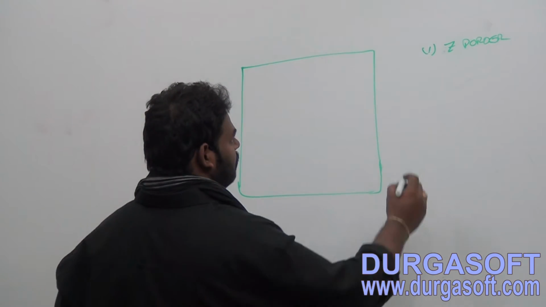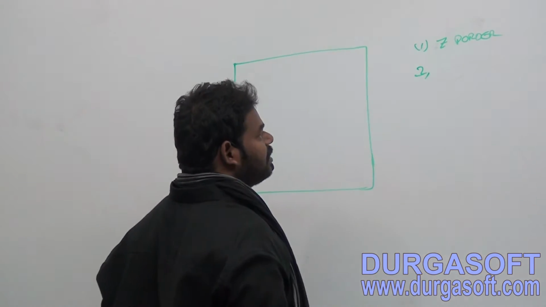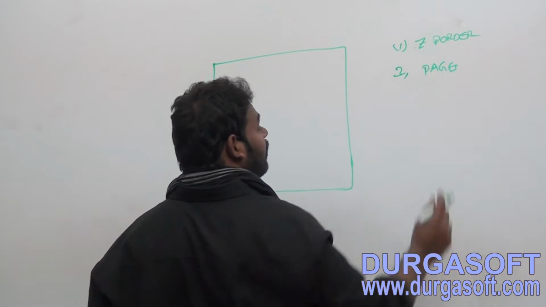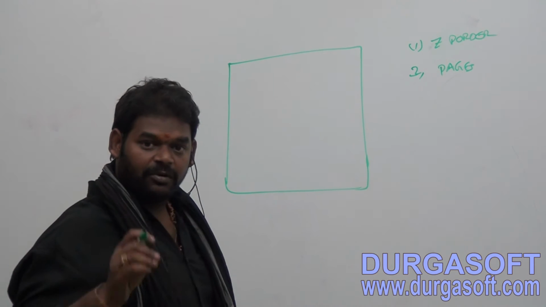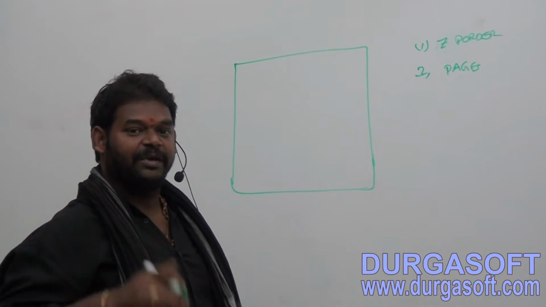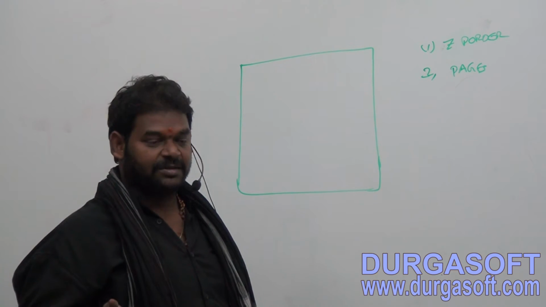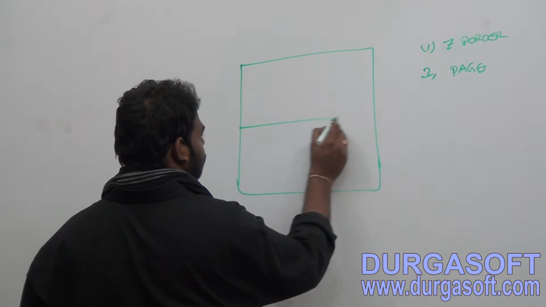In the form, the second step is that we need to create the pages. Why? Because under the form we can have multiple pages. That means in one output I can have multiple pages. Here, I have taken 2 pages.